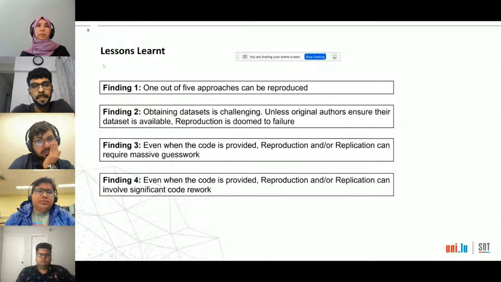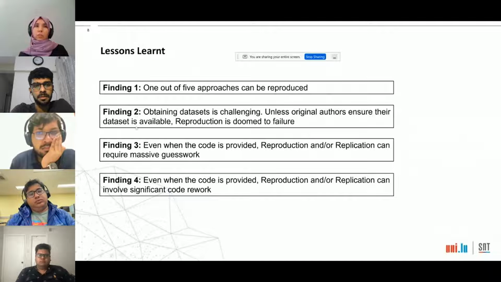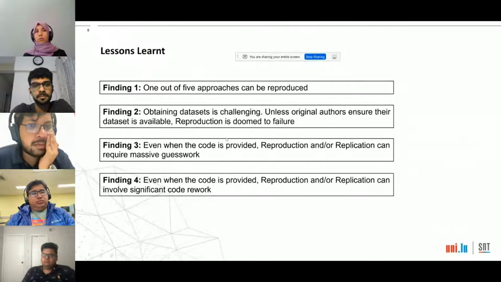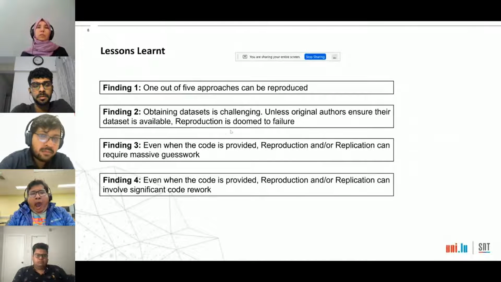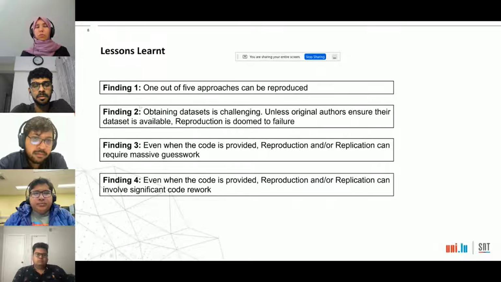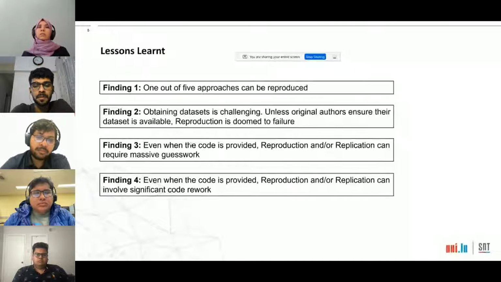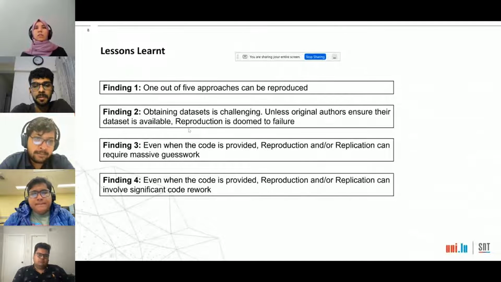In our paper, we were able to reproduce 1 out of 5 approaches. And here, the time doesn't allow us to go through all the problems we faced during our reproduction study. It's not about executing the code and writing down the results. Our reproduction study involves collecting datasets from different sources, which can be really challenging. And even when the code is provided, it needs to be reviewed, debugged, completed, and sometimes even corrected. And that involves massive guesswork and code rework.